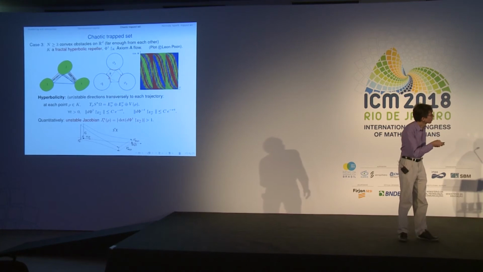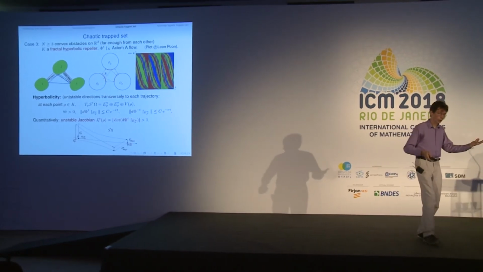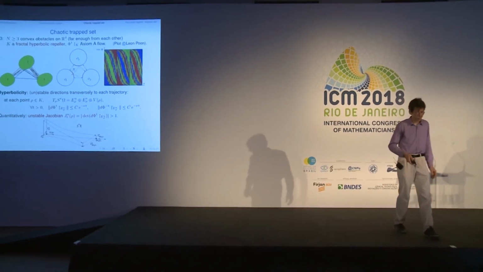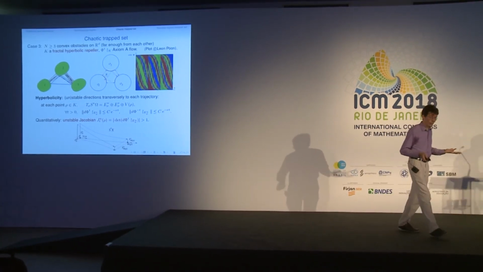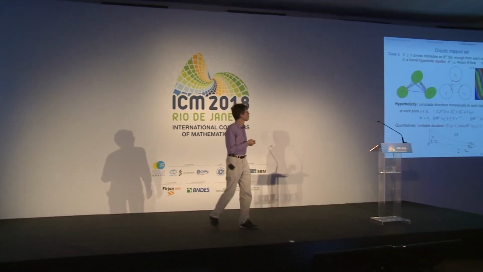So the fractal set made of the yellow points, these yellow points are a visualization of the trapped set for this system here. Okay. So it is a fractal set. It is a hyperbolic repeller because the orbits are unstable. And the flow there is Axiom A. Okay, it's an Axiom A flow.